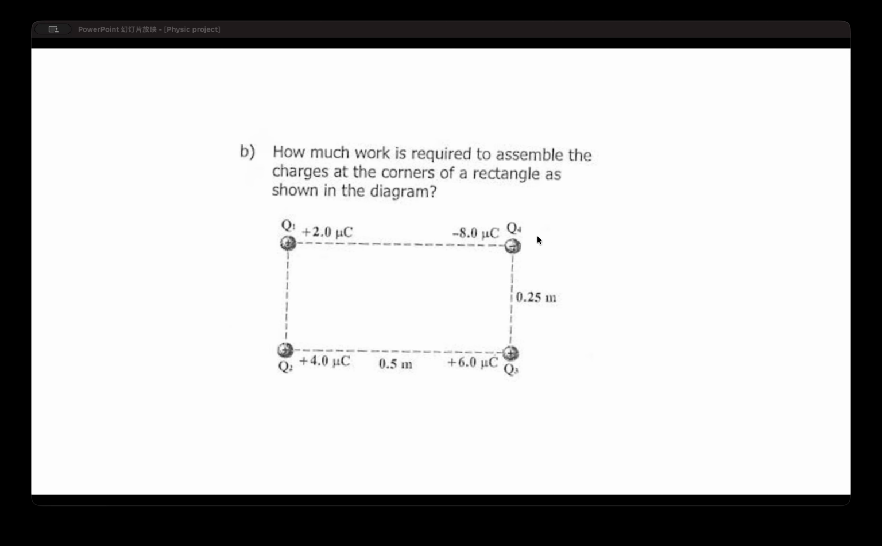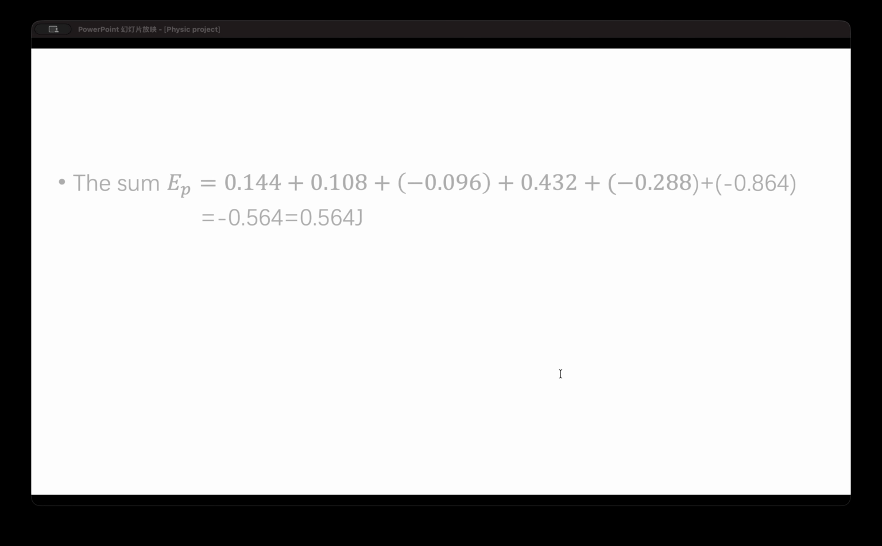Okay, now let's move to part B. How much work is required to assemble the charges at the corners of a rectangle as shown in the diagram? We can see the 4 charges are placed at the corners of a rectangle. The charges are the same as before. Q1 is positive 2 microcoulombs. Q2 is positive 4 microcoulombs. Q3 is positive 6 microcoulombs, and Q4 is negative 8 microcoulombs.